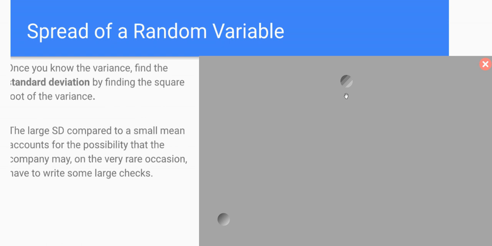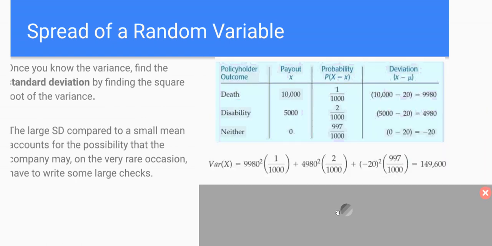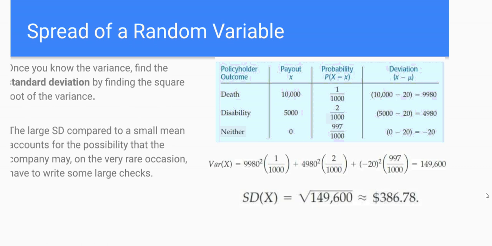If we look at it here, most of this is the same from the previous slide. There's our variance. We want the standard deviation, so it's in actual dollars, not square dollars. We find the square root of that variance, and it's $386.78. Compared to a really small mean of 20 and a relatively large standard deviation, the mean says for the most part we're not going to pay out that much, but this large standard deviation speaks to the fact that if they do have to write a check, it's for thousands of dollars, or $10,000. So that accounts for the rare occasion that they're going to have to write some big checks.